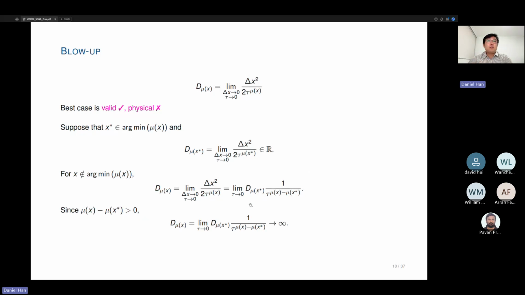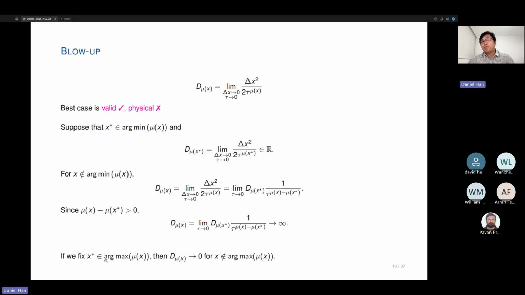then what you'll see is that I can actually reorganize the original limit equation into a limit as tau goes to 0 of the pinned diffusion coefficient at the minimum value times 1 over tau to the power of mu of x minus mu at the minimum, okay? And since mu at the minimum is less than mu everywhere except x star, you have a positive power multiplying tau, and it's in the limit as tau goes to 0, and therefore this diffusion coefficient blows up at every other position where mu is not a minima. And so this is not valid. The equation doesn't exist. The diffusion limit doesn't exist.